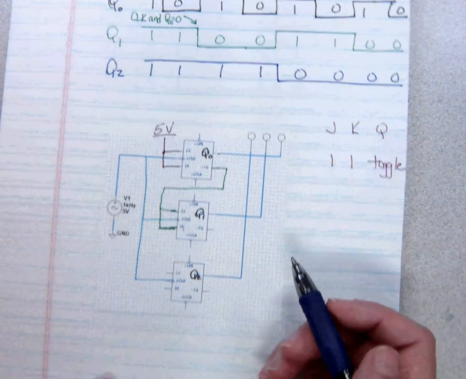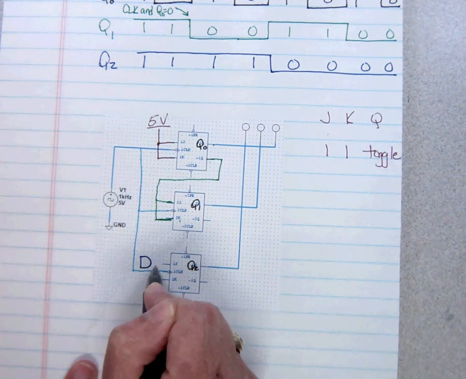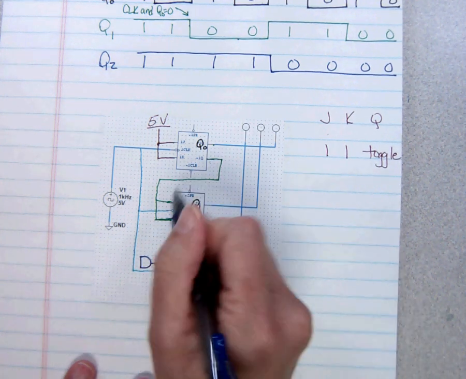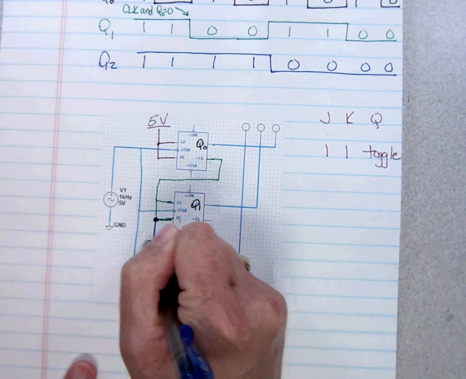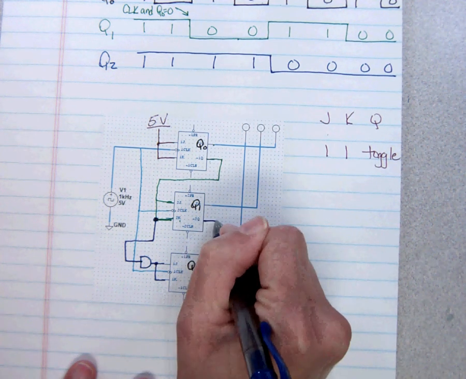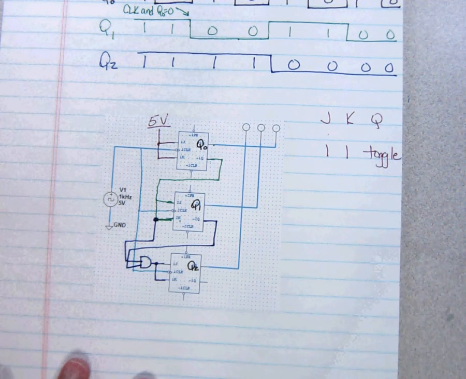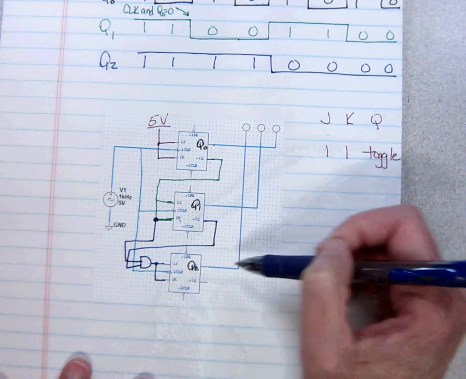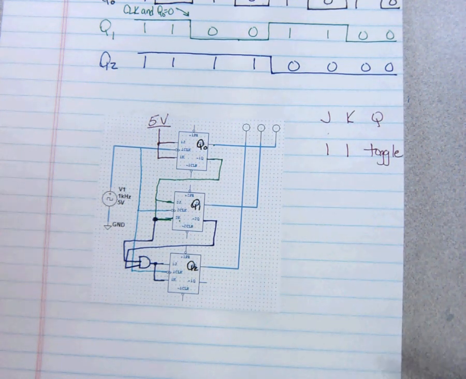So when I connect up my last flip-flop, I'm going to want an AND gate here that indicates that Q0 is at 0 and that Q1 is also at a 0. So I get those two inputs at 0, and the clock input will give me the Q2 output. And that's how I create a down counter.